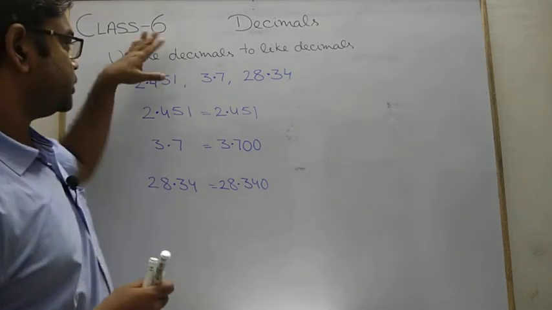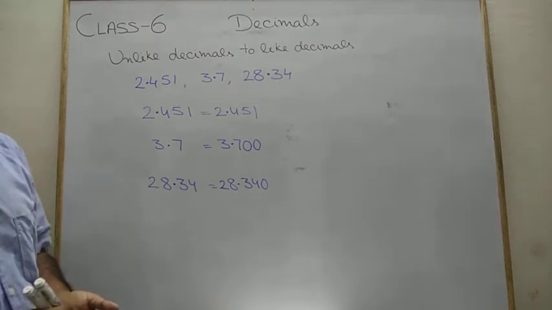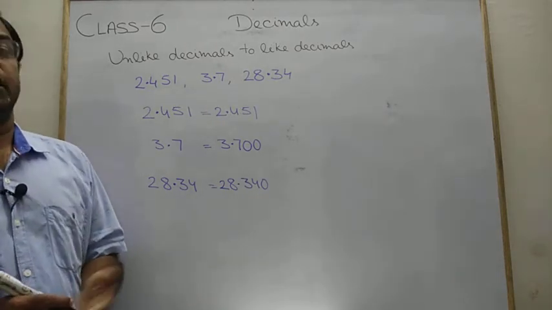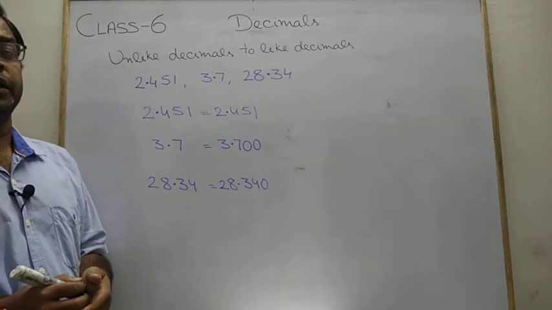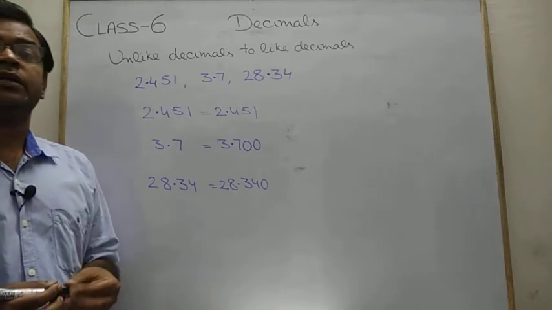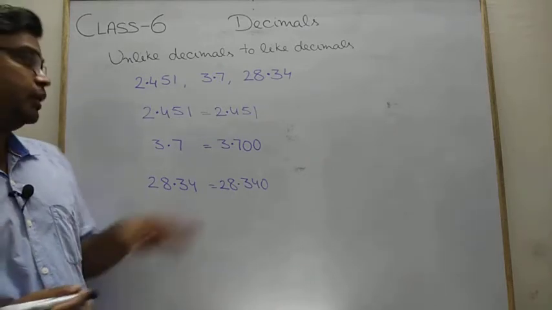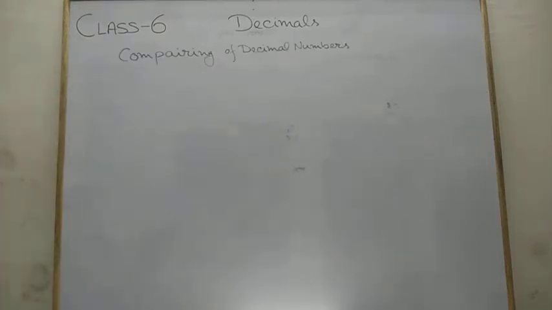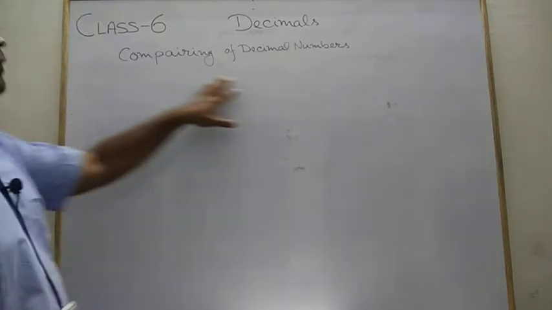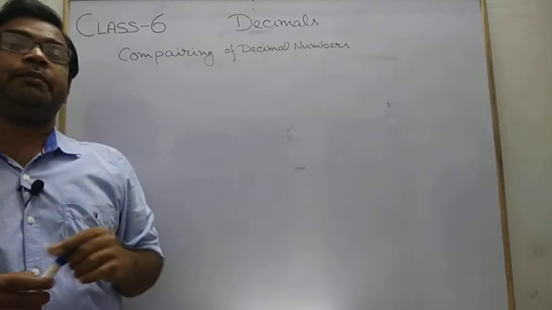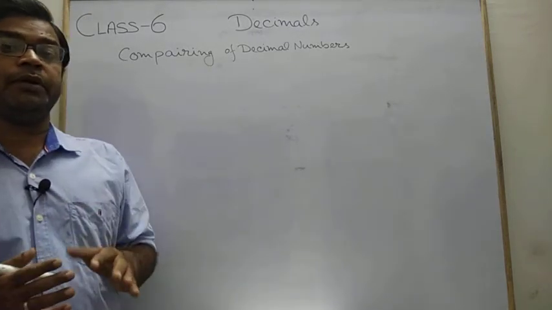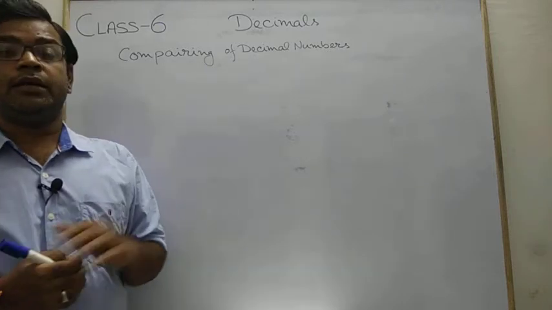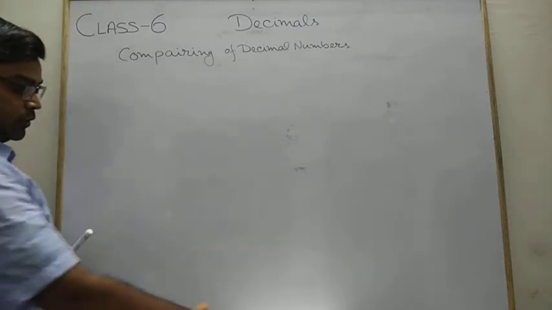Now by using this method we can judge which decimal number is greater or which one is smaller. Let's check how we can judge which number is greater, which number is smaller, using this one. Let's start. Now comparing decimal numbers. Here we are going to compare two decimal numbers. How do we compare? By converting them into like decimals. Then we can easily compare them. I am choosing one question.